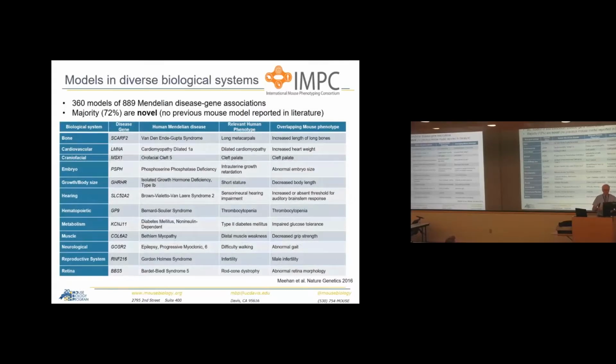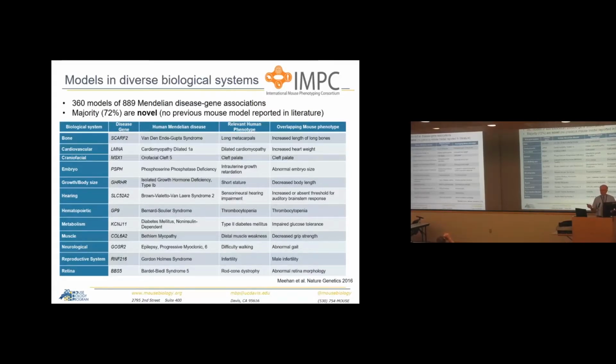And then there's just a list then of several others that have been identified over the last couple of years. So far, and this was a paper from Nature in 2016, where we analyzed this data from the different laboratories and found 360 models of almost 890 Mendelian disease gene associations. And of course, these are the relatively easy ones, because there's a Mendelian disease gene association. These are single gene point mutations, single gene knockouts, which in the human or an animal cause a known, well-defined syndrome or disease process. So 360 of our models for these then confirm those.